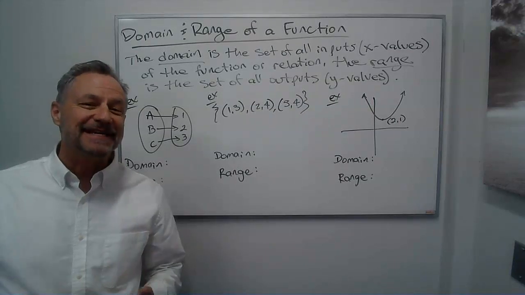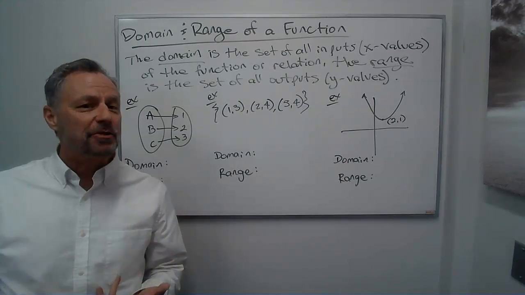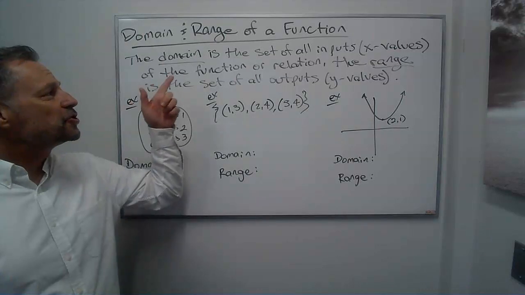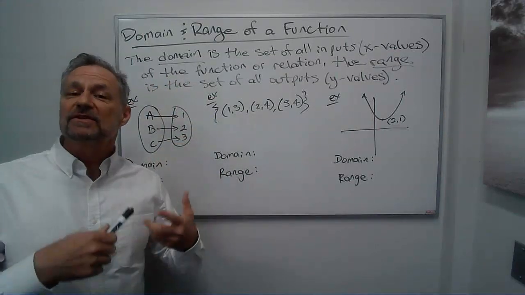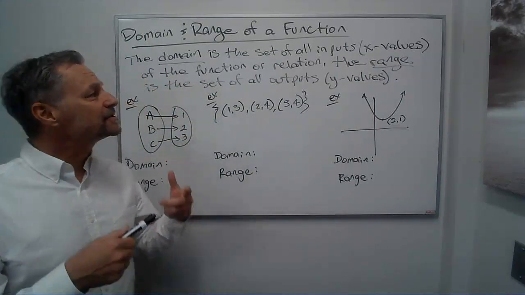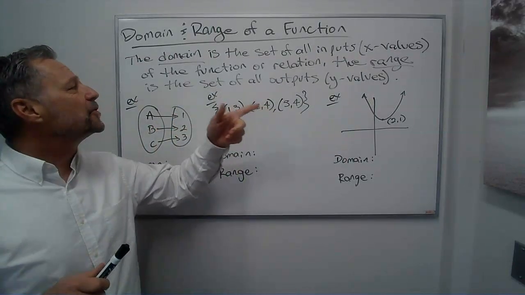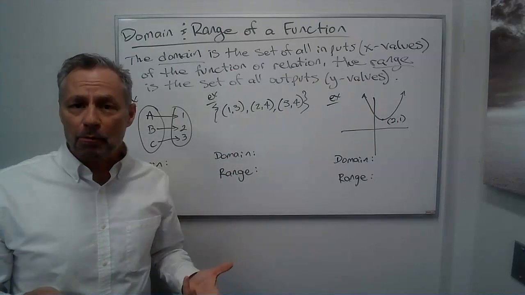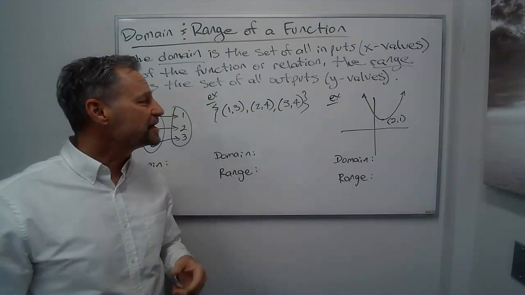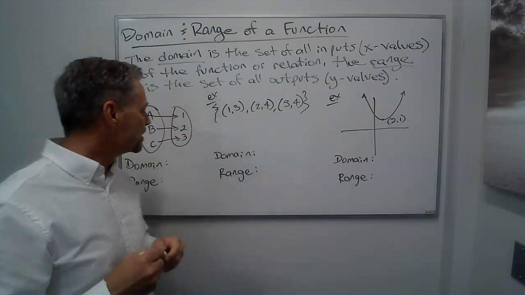Hi, it's Professor Monty. Let's talk about the domain and the range of a function. So the domain is the set of all inputs, oftentimes x values, of a function or relation, doesn't have to be a function, and the range is the set of all of the outputs, the y values often. So let's look at three examples, see what I'm talking about.